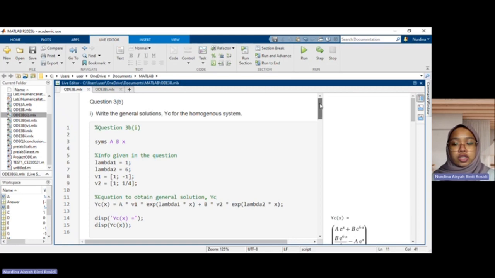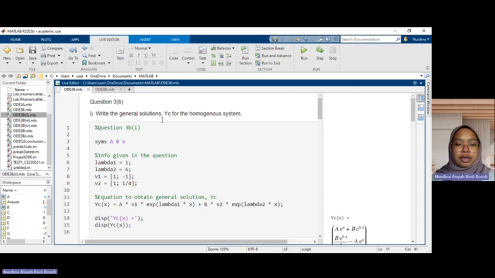Okay, for this question, I'm using MATLAB software. So for this software, I input the coding. Then when we run, we will get the answer on the right side of the live editor.